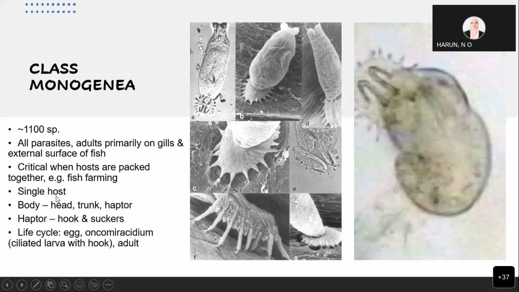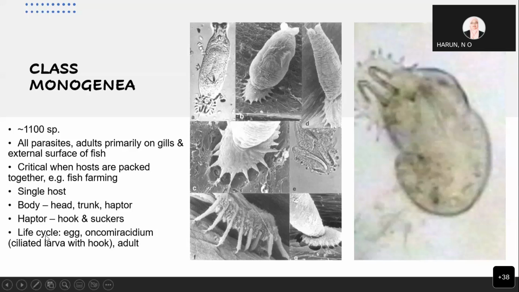Critical when hosts are packed together, fish farming, sebab they can move from one individual of fish to another. Dia adalah single host, body has head, trunk dan juga haptor. Haptor adalah hook dan juga sucker. So this is dia punya hook. And this is dia punya hook and sucker at the same time. Okay, hook and this one adalah dia punya sucker untuk suck any proteins or any foods from the host.